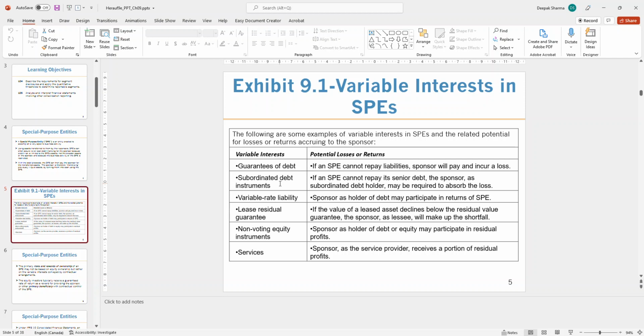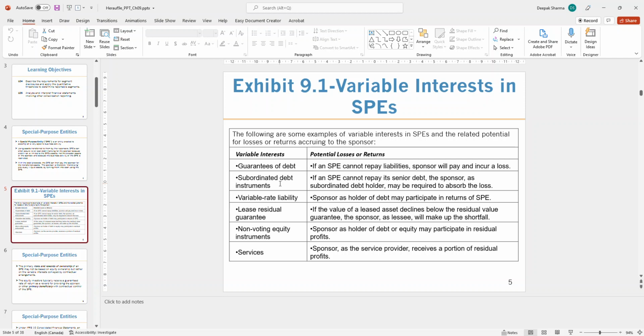And the last but not the least is services. You may end up providing certain services to the SPEs, and then you will receive either a profit against those services, or you could receive a fixed amount based on those services.